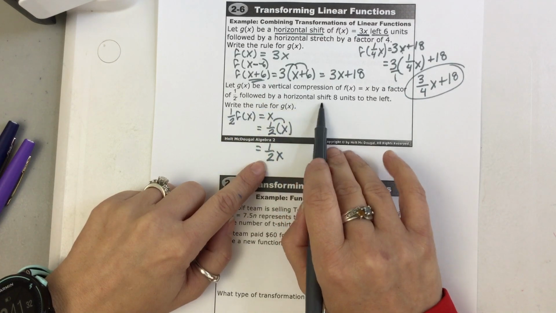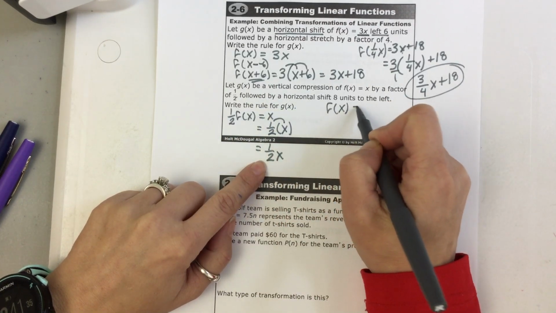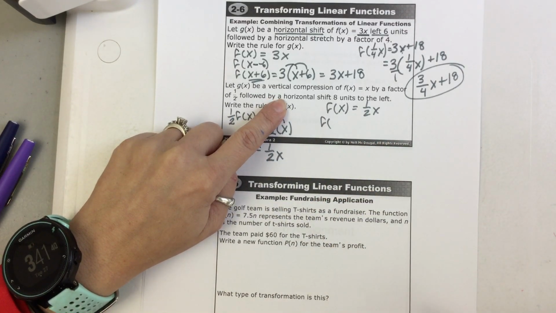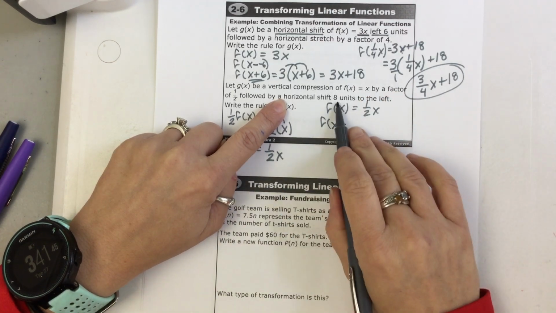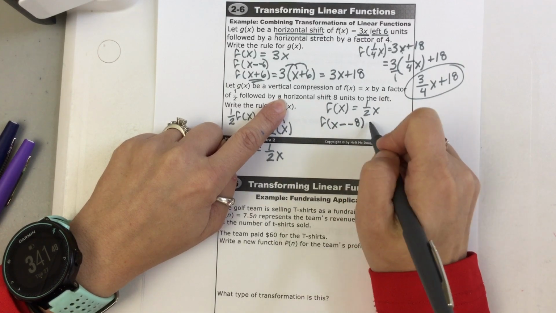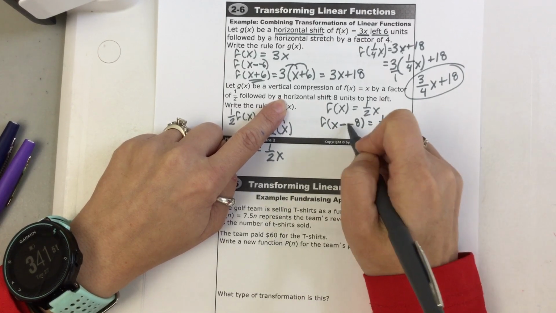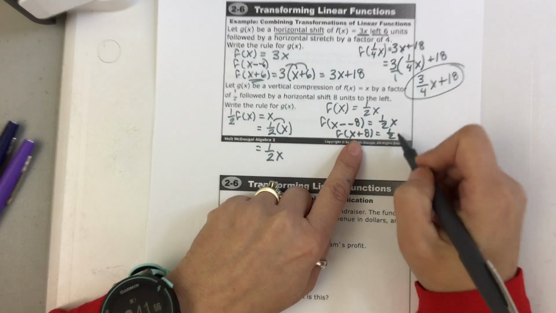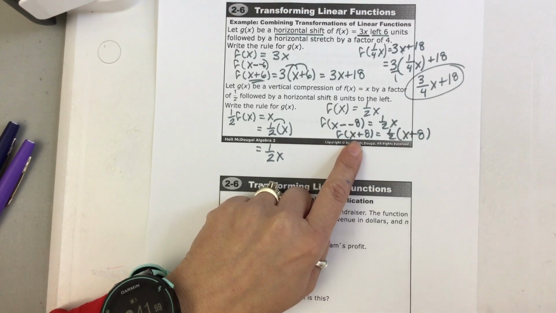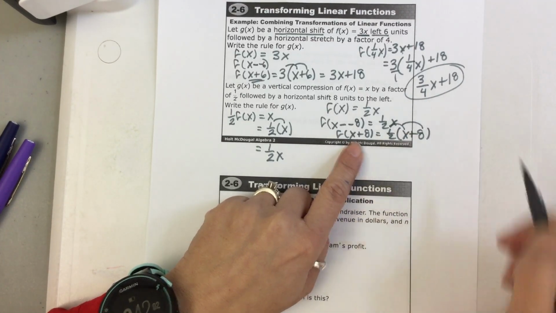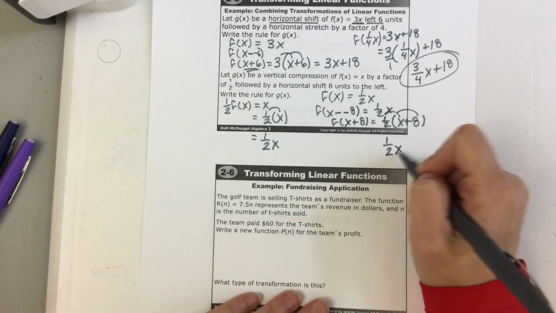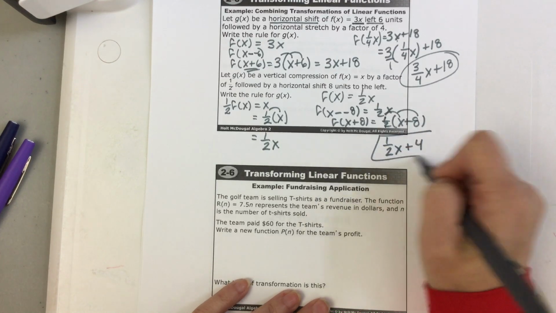Followed by a horizontal shift. Okay, so right now I have f of x equals 1/2 x. Horizontal shift, that's where I'm adding or subtracting in parentheses. It's x minus, if I want to go 8 units to the left is the negative direction. Well, minus and negative, it's really x plus 8. So what I have to do here is replace the x with the group x plus 8. Now I would go ahead and cancel the parentheses by distributing. 1/2 times x is 1/2 x, plus 1/2 times 8 is 4.